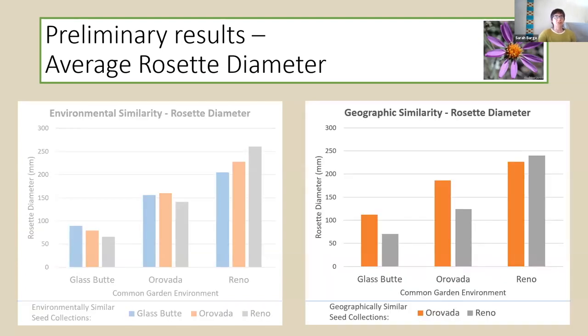Another question I chose to investigate for this presentation was just whether geographic proximity mattered. And so here I'm looking at the orange bars, which represent a seed collection that came from a site that was close to our Orovada garden, and the gray bars represent a site that was close to our Reno garden. And again, we see that the rosette diameter was larger, even if it was just a slight difference, in the garden that was closer to the location where the seeds were collected. And so this is just a small picture of the huge amount of information we're going to be putting into our seed transfer guidance.